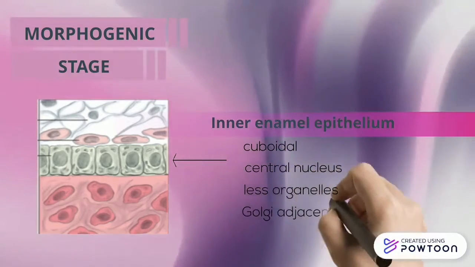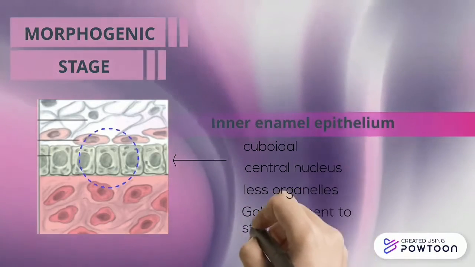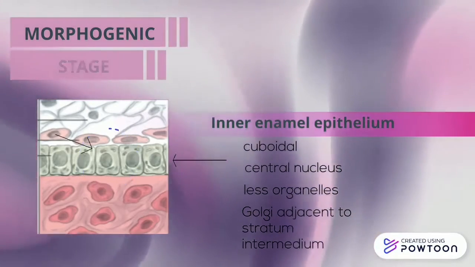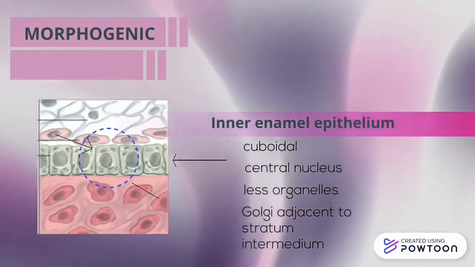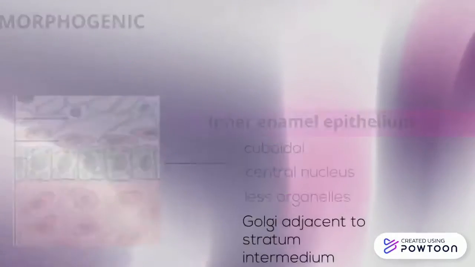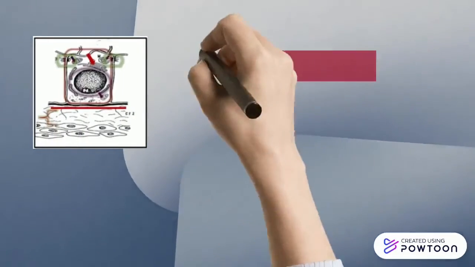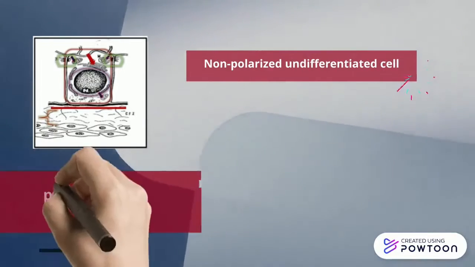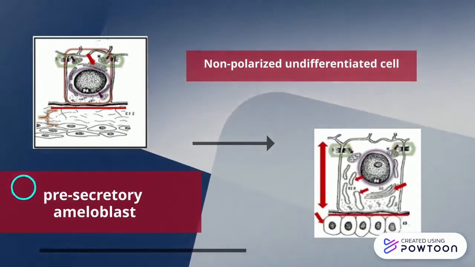The Golgi apparatus is located adjacent to the stratum intermedium, while the mitochondria and other organelles are scattered in the cytoplasm, creating a non-polarized, undifferentiated cell. This cell will become a pre-secretory ameloblast during dentine formation.